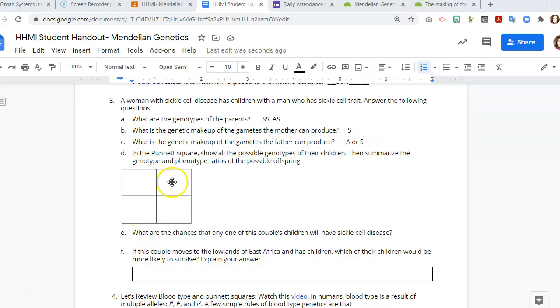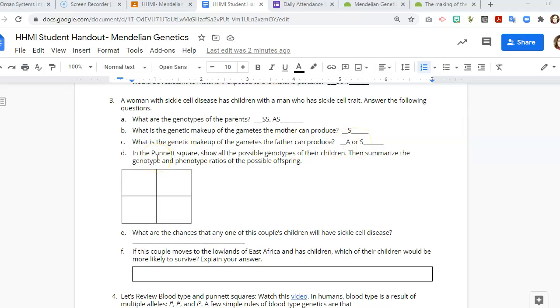And so the first question, it says, what are the genotypes of the parents? So sickle cell disease means that the mother inherited both of those genes, whereas the dad just has the trait. So that is normal A and S, so that's heterozygous. Sorry. All right. What is the genetic makeup of the gametes that the mother can produce? All this is saying is what is the gamete that could possibly be inherited? Well, she can only give S. What is the genetic makeup of the gametes for the father? So he can either pass on the A or pass on the S.